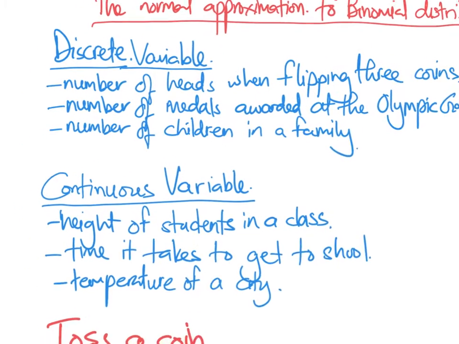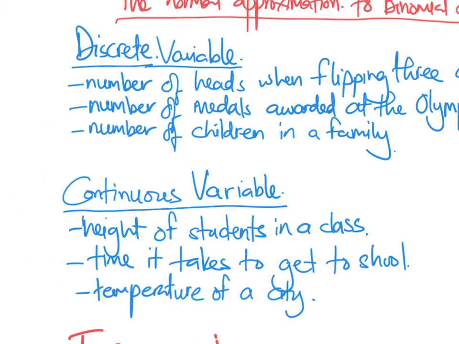Whereas continuous variables are not a fixed value, not something that you can count, but you can measure. For example, height of a student in a class, they might be 1.75 or they might be 1.35. Time it takes to get to school, it could be 2 hours 10 minutes, or 15 minutes and 30 seconds. Temperature of a city could be 27.5 degrees or 15.2 degrees. So these are not fixed values. It's a measurable value, but it's not a fixed whole number.